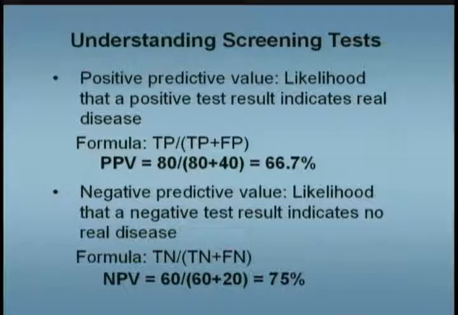Now, we've talked about two sets of screening test values. Sensitivity and specificity, one set, and then positive and negative predictive value, the second set. Here's how I want you to think about these two. We talk about sensitivity and specificity as, quote, pre-test probabilities. These are the probabilities I use to select my screening test.